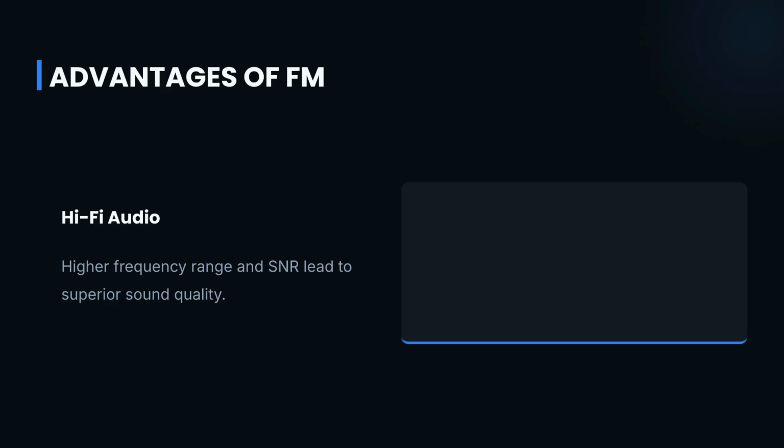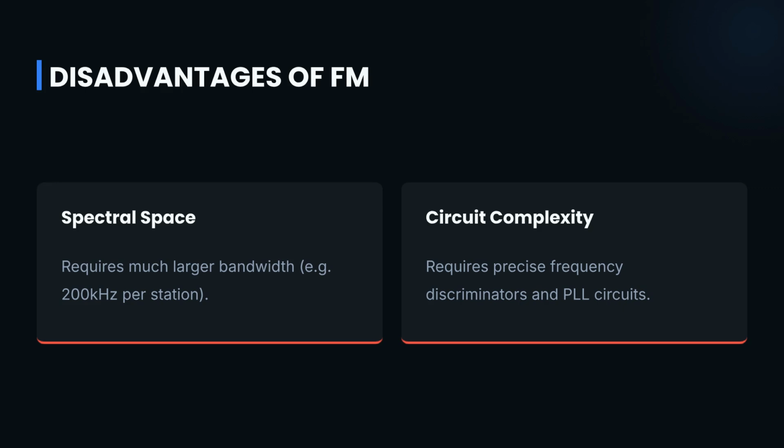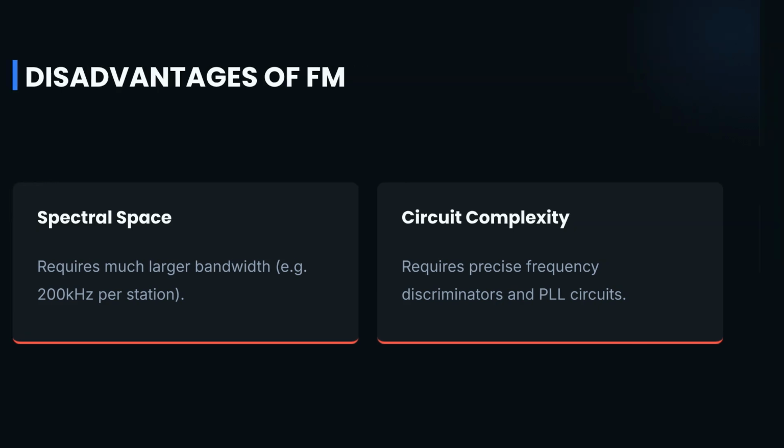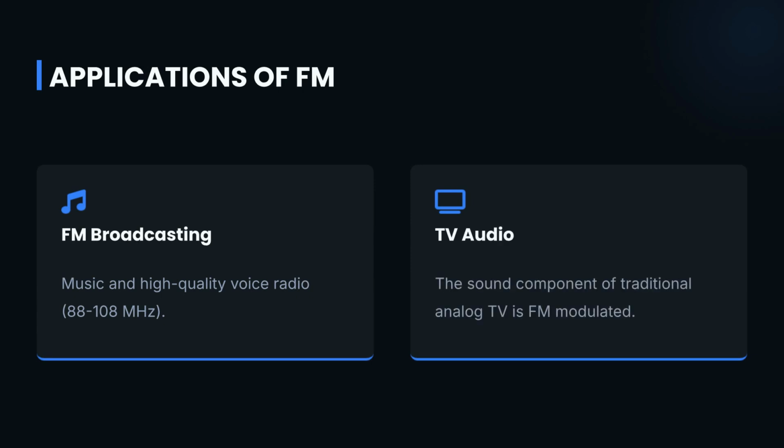Advantages of FM include high-fidelity audio due to a wider frequency range and superior signal-to-noise ratio. The capture effect allows the receiver to lock onto the strongest signal, rejecting interference. Disadvantages of FM include the use of more spectral space, requiring a much larger bandwidth, such as 200 kHz per station. It also requires more complex circuits, including precise frequency discriminators and PLL circuits. FM is widely applied in FM broadcasting for high-quality music and voice radio. It is also used for TV audio, as the sound component of analog TV signals is FM modulated.